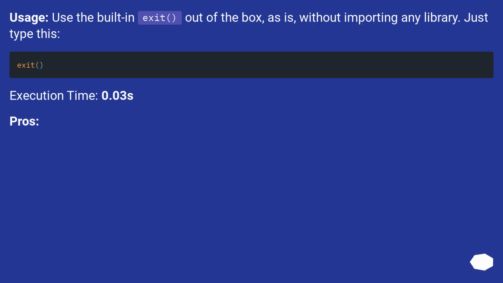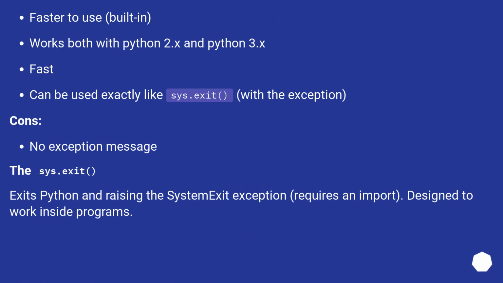Execution time, 0.03s. Pros. Faster to use, built-in, works both with Python 2.x and Python 3.x. Fast, can be used exactly like sys.exit, with the exception. Cons. No exception message. The sys.exit exits Python and raises the SystemExit exception, but requires an import.